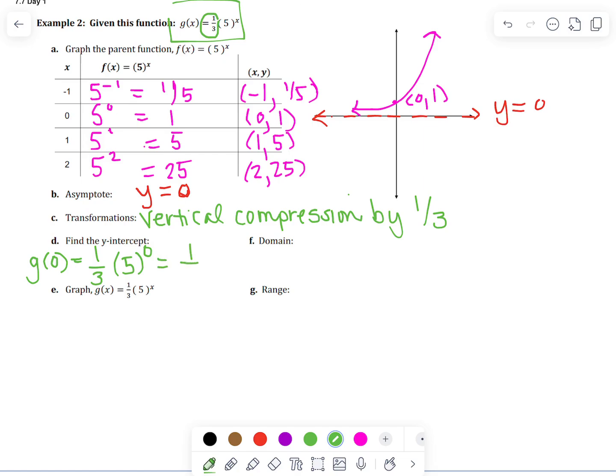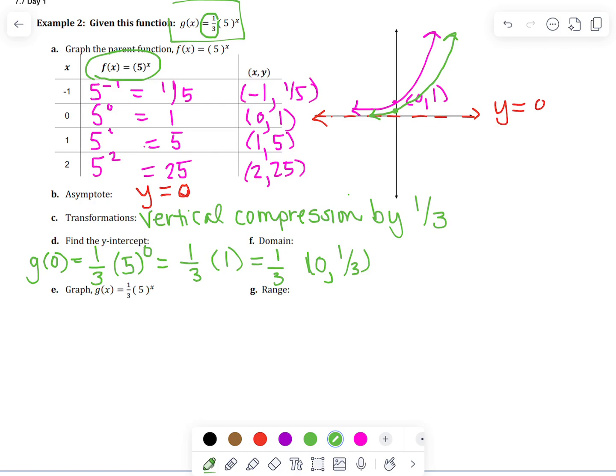Anything raised to the 0 power is 1. 1/3 times 1 is 1/3. So as an ordered pair, it's over 0, up 1/3. So there's our new y-intercept. What will happen is this exponential function will be compressed vertically by 1/3. So each of these y numbers right here will be multiplied by 1/3.